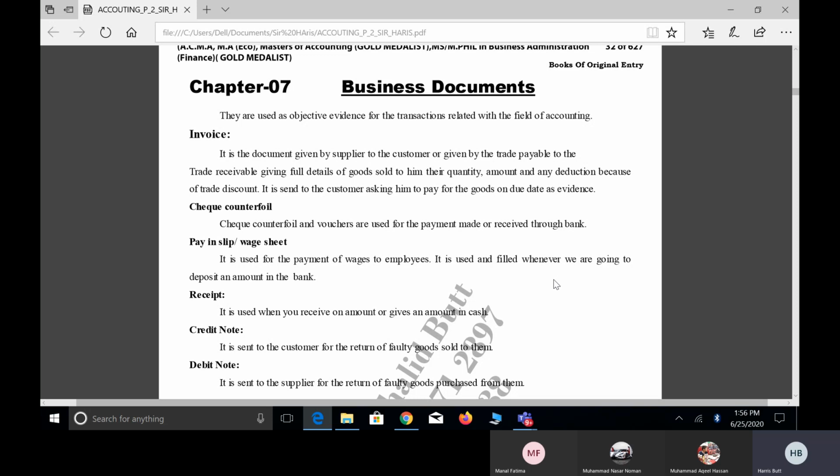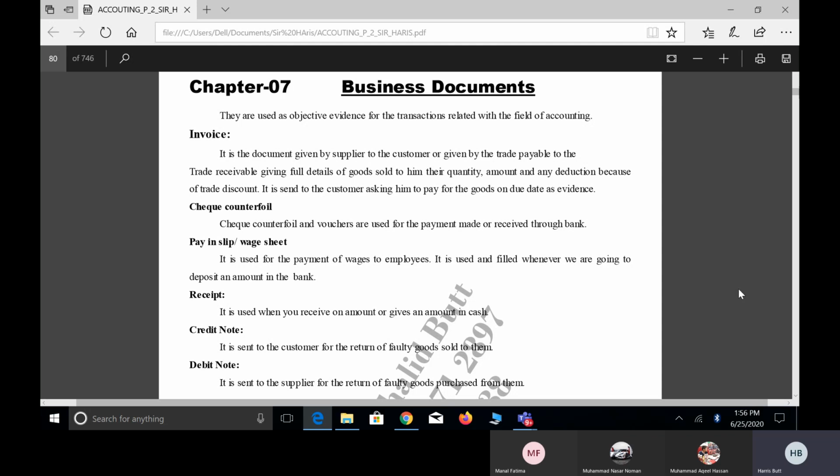There are two types of returns. One is called purchases return and the other one is called sales return. There are only two types of return. You know that. One is called purchase return and the other is called sales return.